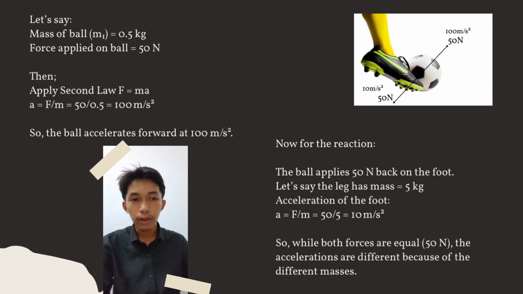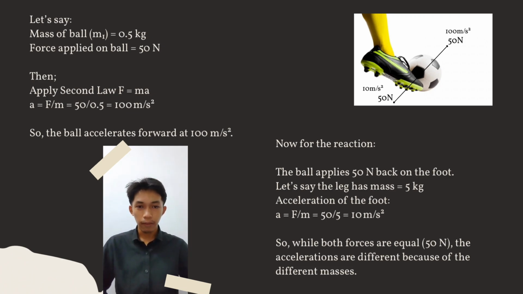Second, the ball applies the same 50 newtons of force backward on the foot. So we substitute the numbers into the formula and we get a is equal to 50 Newton over 5 kg, which equals 10 meter per second square. So the foot actually accelerates backward slightly at 10 meter per second square, but in reality the player's entire body resists that motion, so you don't get knocked back.